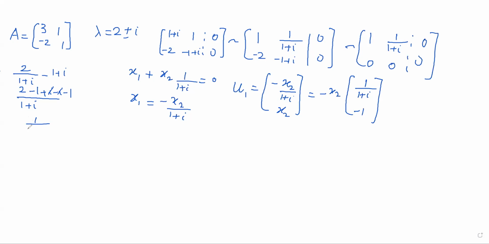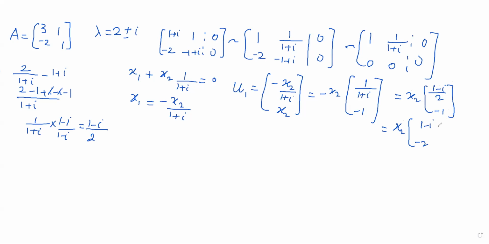Okay, so maybe we can simplify it. 1 over 1 plus i into 1 minus i over 1 minus i, so it is 1 minus i over 1 plus 1, that is 2. Okay, so it is actually x2 into 1 minus i over 2, and then that is equal to minus 1. Okay, and now we multiply by 2, so it will be x2 or whatever you have, 1 minus i over minus 2.